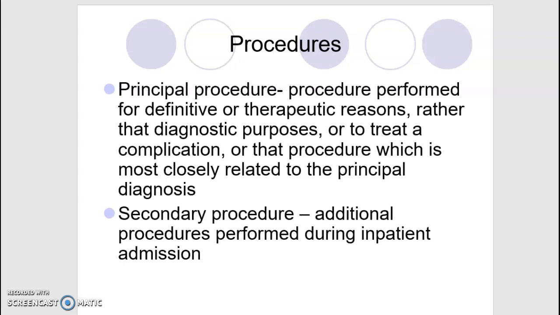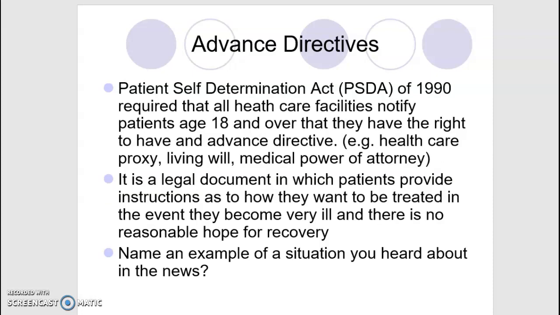Procedures. Principal procedure is a procedure performed for definitive or therapeutic reasons, rather than diagnostic purposes or to treat a complication, or that procedure which is most closely related to the principal diagnosis. Whereas a secondary procedure is just an additional procedure that was performed. Okay, let's get into advance directives.